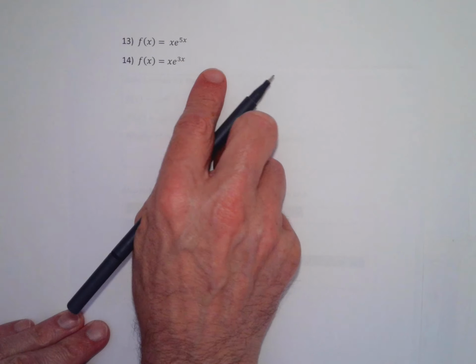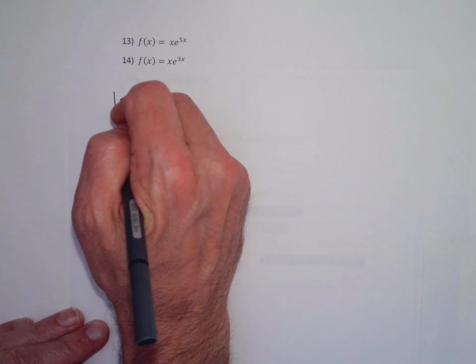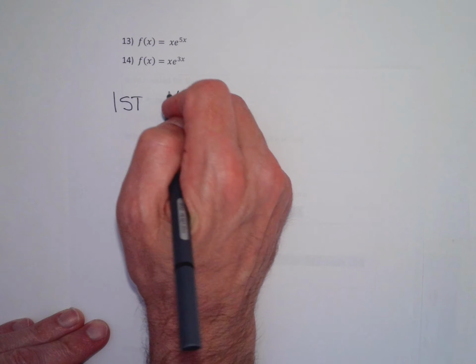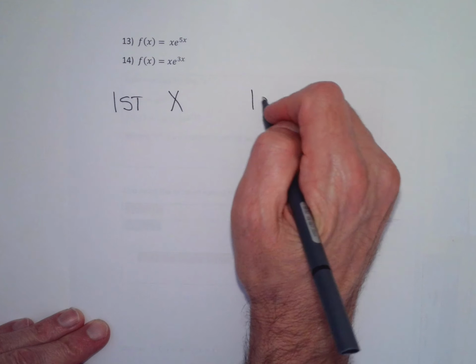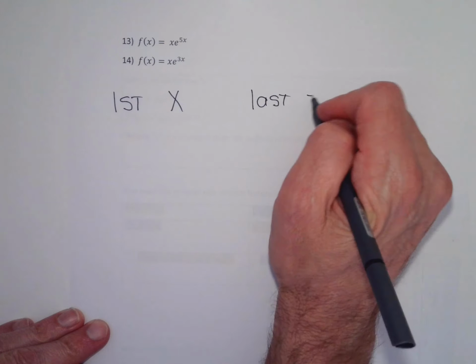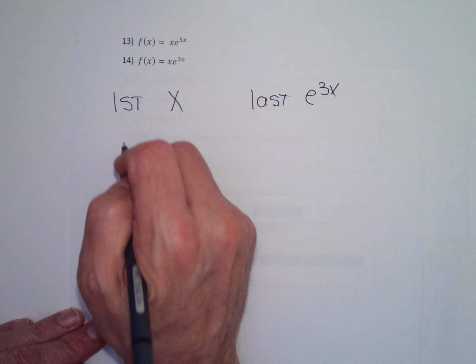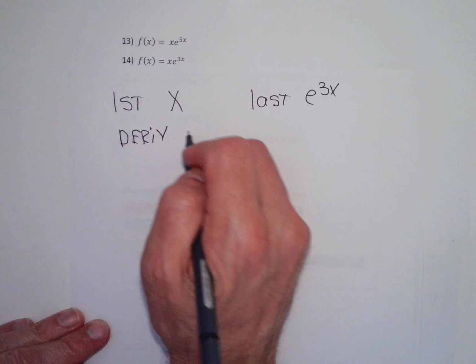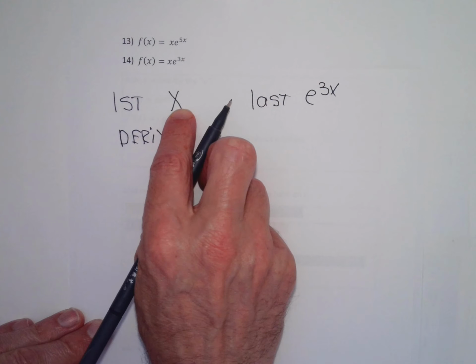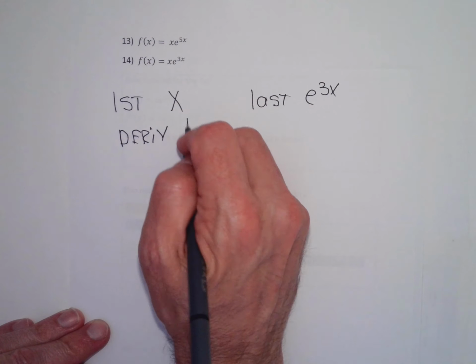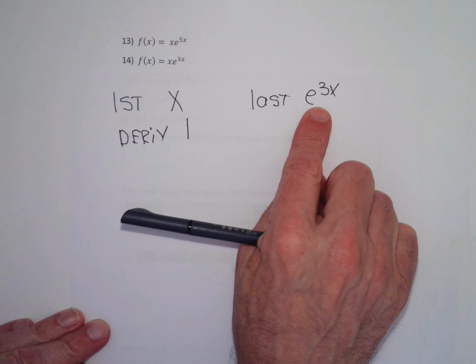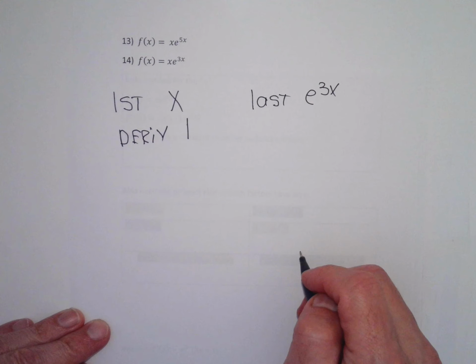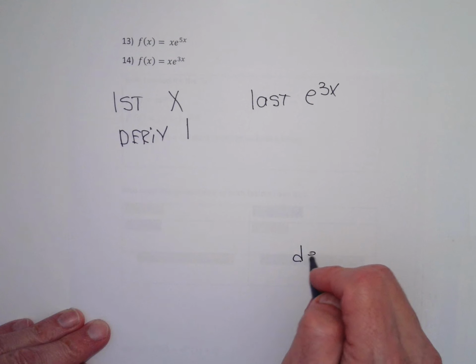When I look at 14, I see it's multiplication. Both factors have an x. So I'm going to write down the first factor, which is x, the second factor, which is e to the 3x, and find their derivatives and set up for the cross-multiplying product rule. The derivative of x, since it's a first power term, is just its coefficient. Its coefficient is 1.